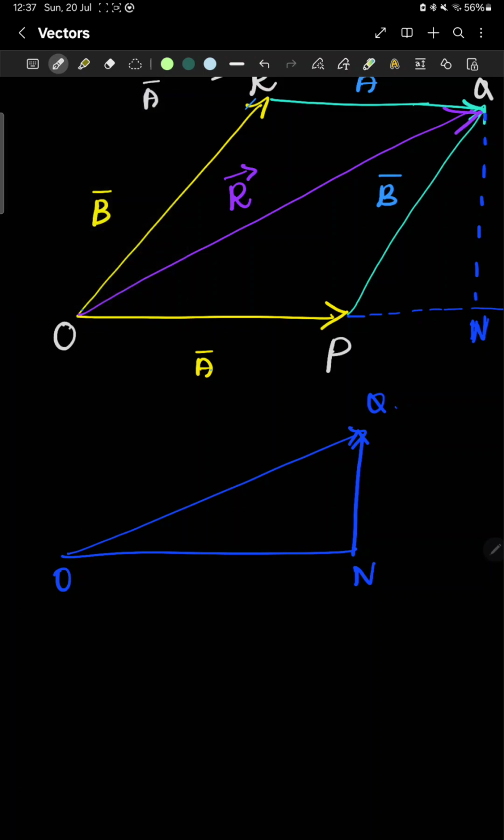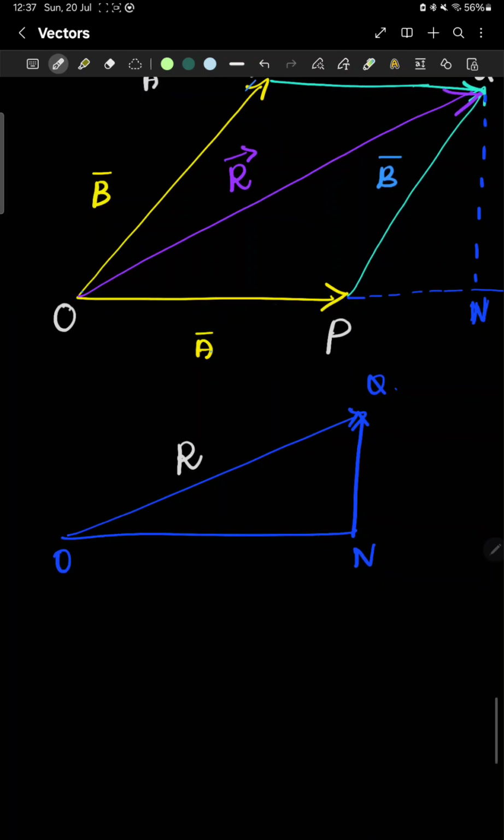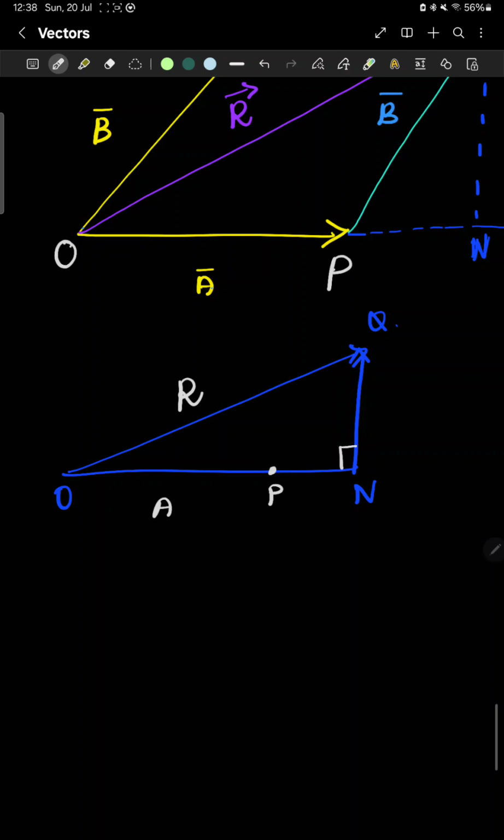This distance let us consider R, which we are going to calculate. From here to here there is a point P, and the length from O to P will be A, and P to N I don't know. Similarly N to Q I don't know, but as it is perpendicular, we know that it makes an angle of 90 degrees.